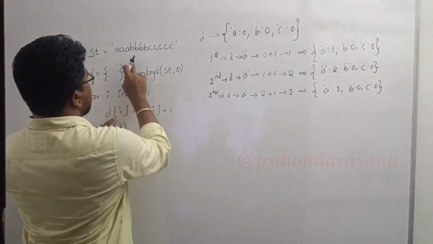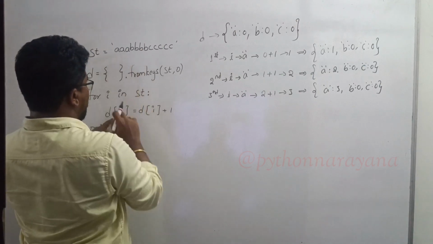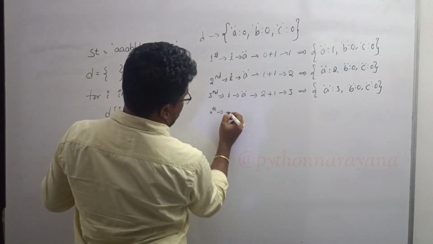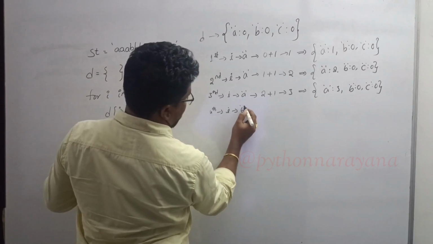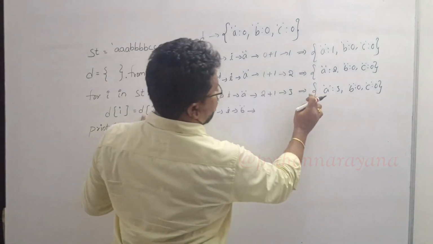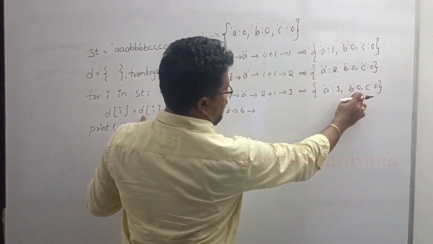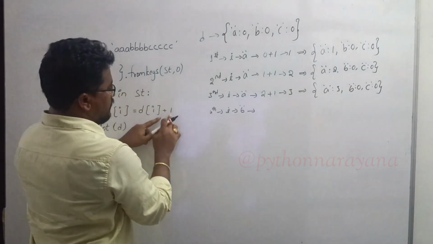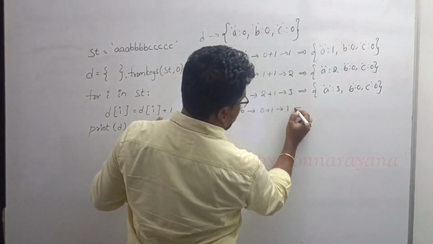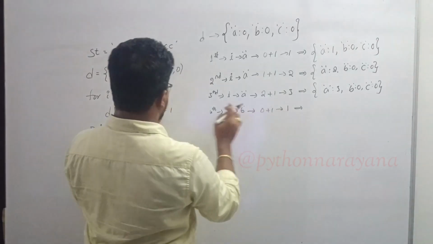Now fourth iteration means what now? B will come, right? So B will come here. So iteration 4, fourth iteration. I value what here? I value B. So D of B. What is the B now? 0, right? Right now 0. So 0 plus 1, 1. It is what here? 1. That 1 updates the existing value.